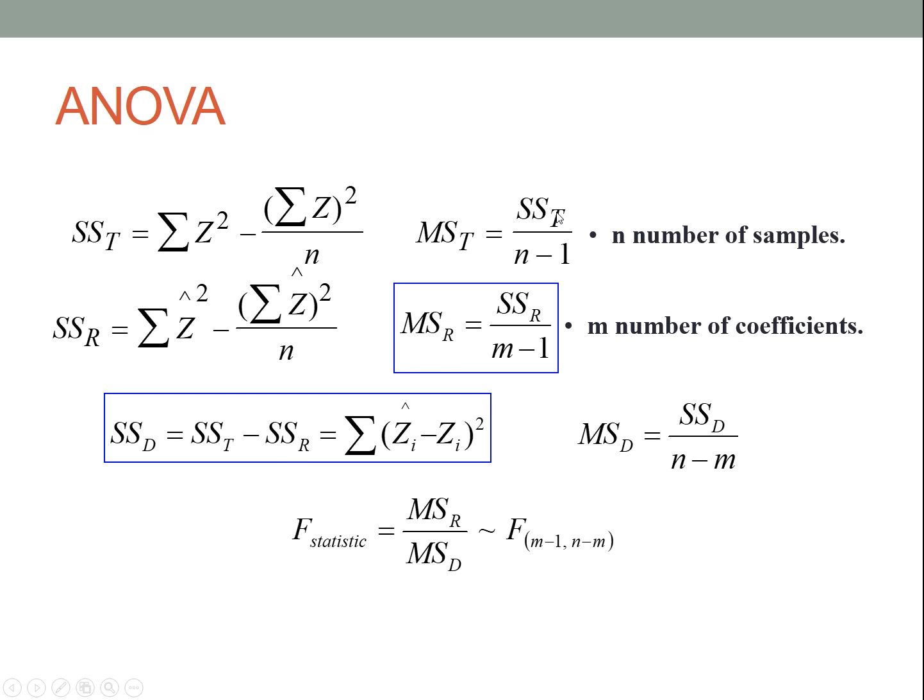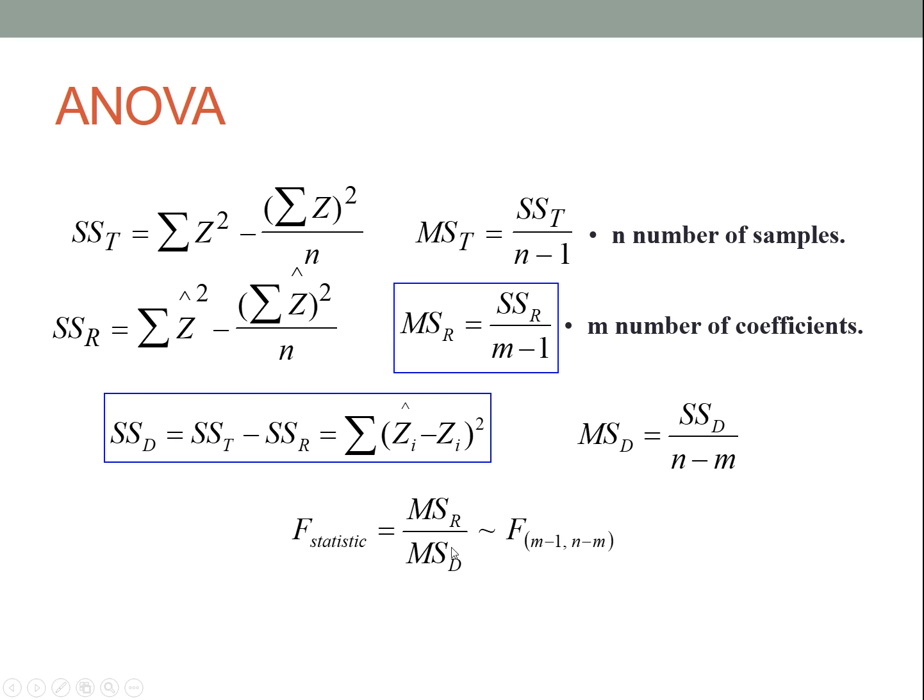The first thing we look at is SST. We take my total sum of squares and divide that by the number of observations minus 1. Then I take my residual sum of squares and divide it by m, which is my number of coefficients minus 1. And then down here, we have my SSD, which is again the modeled minus the observed. And then I take my n minus m, so the number of samples minus the coefficients, and I get my MSD.